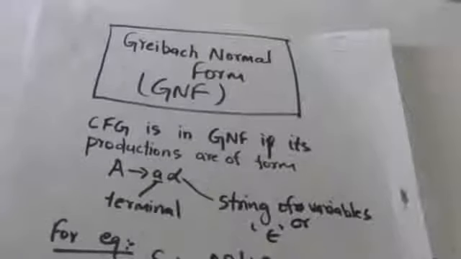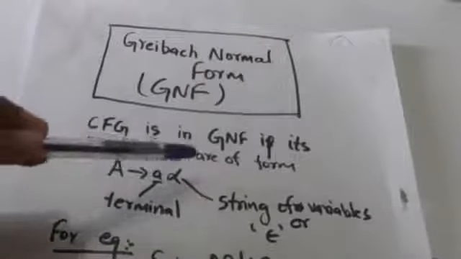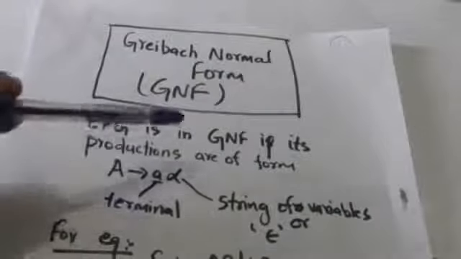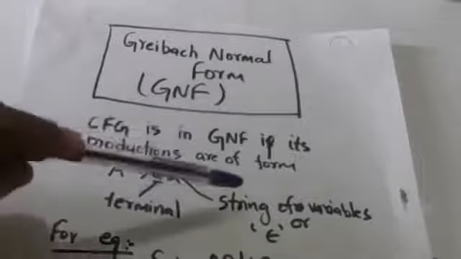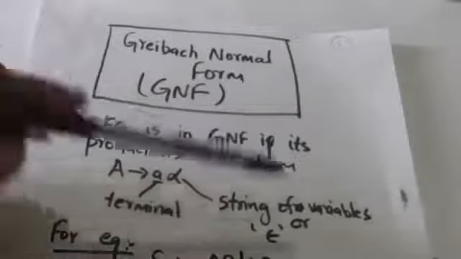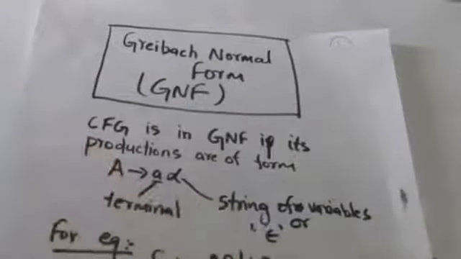Hello friends, welcome back. In this tutorial we will study Greibach normal form, that is GNF. A context-free grammar is in GNF if its productions are of the form A derives a alpha, where this small a is a terminal and alpha is either a string of variables or an empty string.